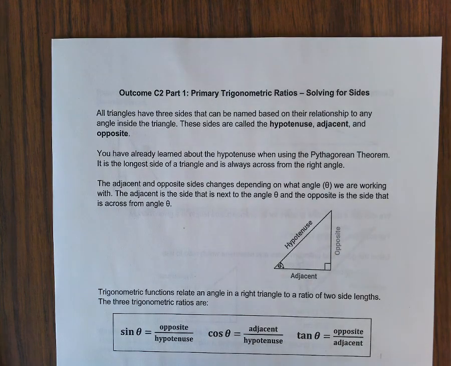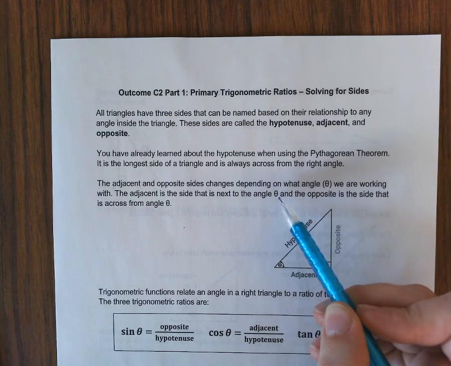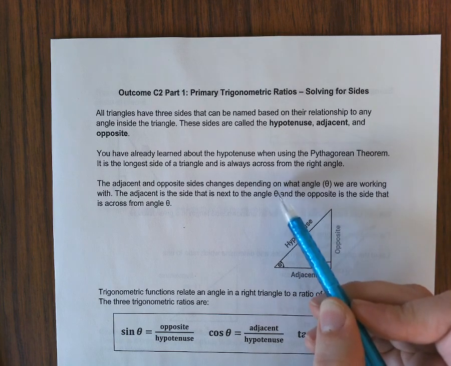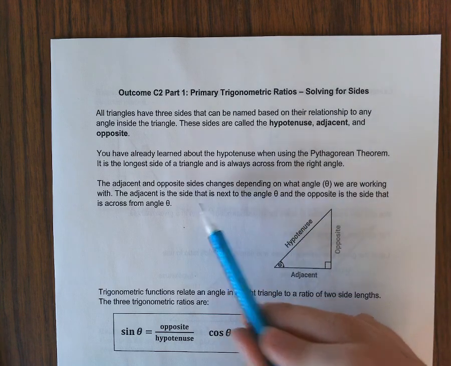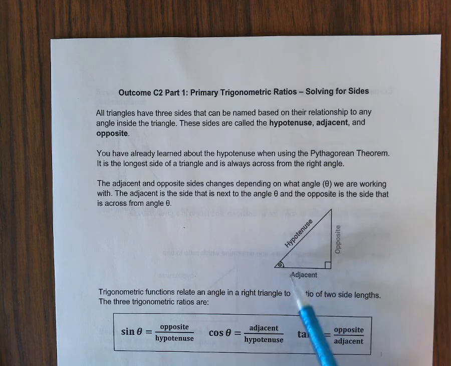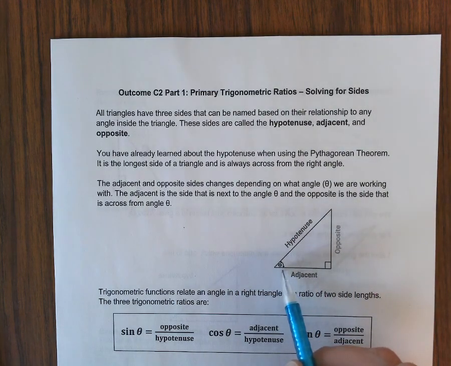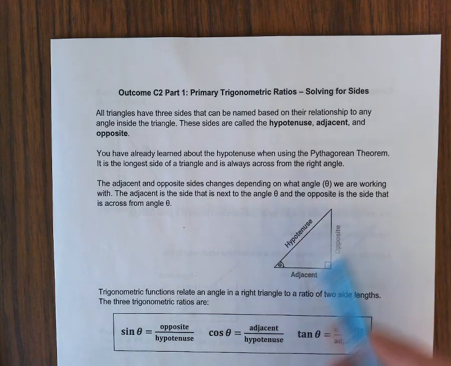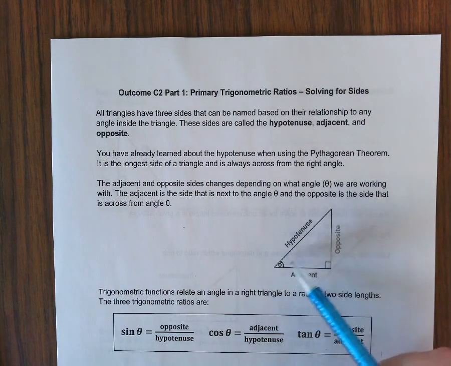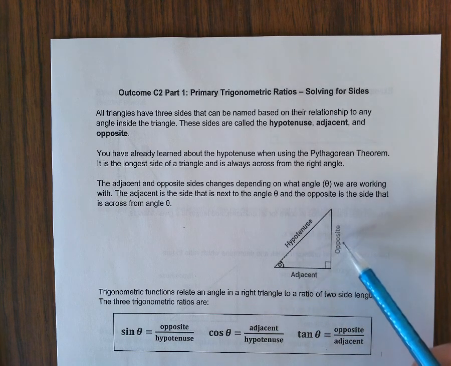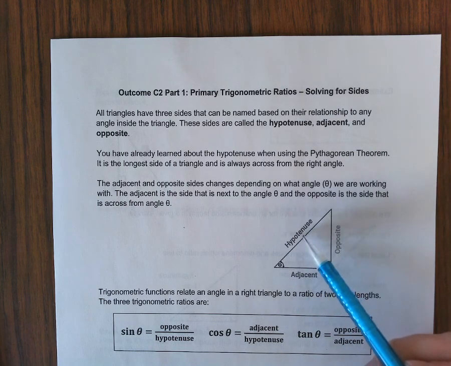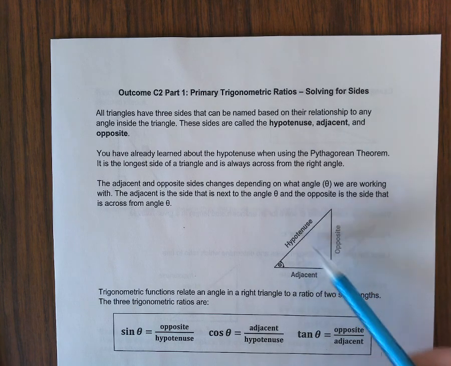So the adjacent side is the side that is next to the angle, and we call angles theta with this little symbol. It's like a letter O with a line through it, a cursive letter O. We call it theta. The adjacent side will be next to that angle. So in this diagram, the angle that's marked is this one. The adjacent side is right beside that angle. And the opposite side is the side that's across from the angle. So in this triangle, this side over here is the opposite. The hypotenuse is still the longest side and is always right across from the right angle.